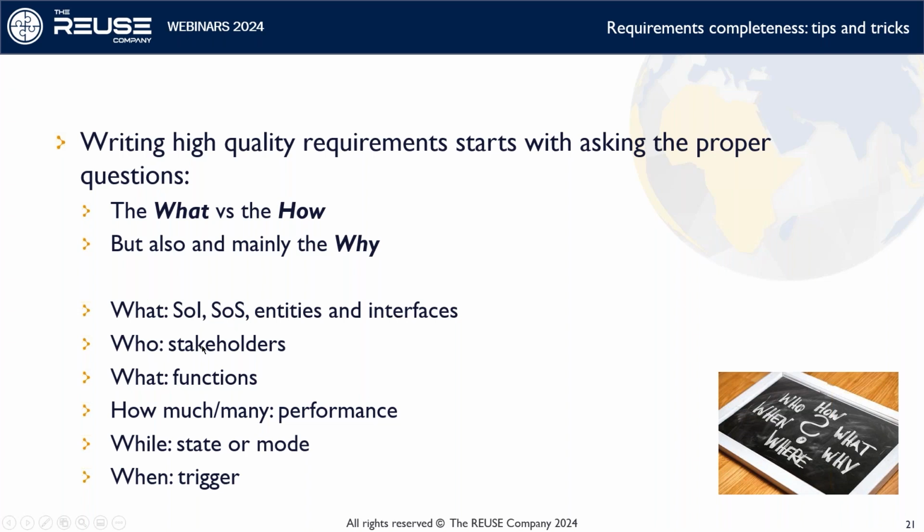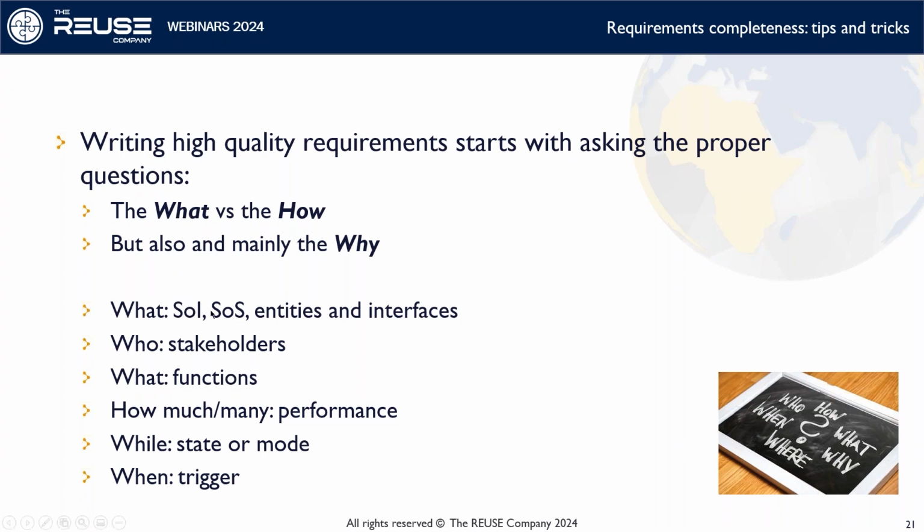Who is usually pointing to the stakeholder or user or any human that will interface with the system. What is usually referring to the function as well. So we have two what. That's what is a main dimension here in requirements.